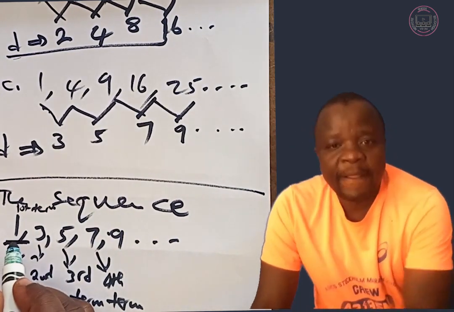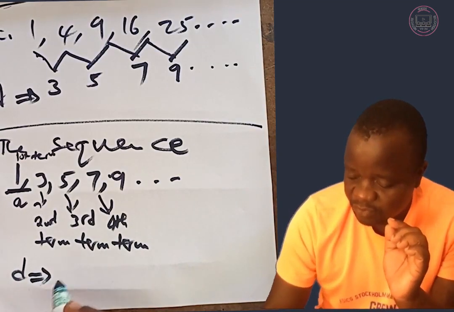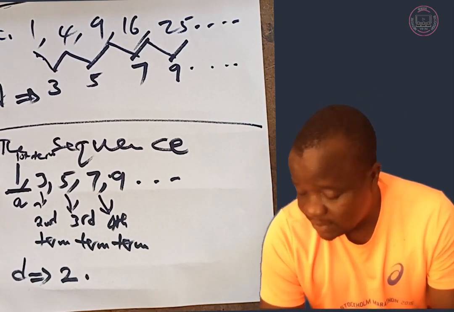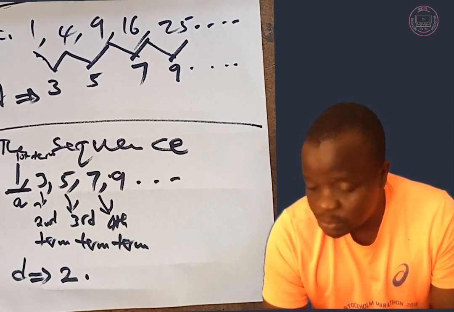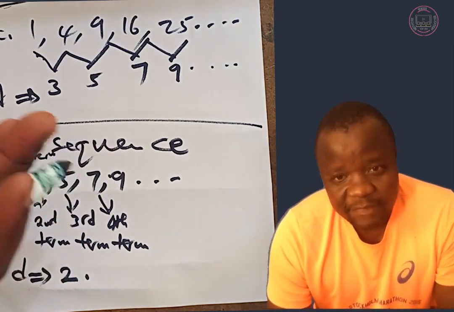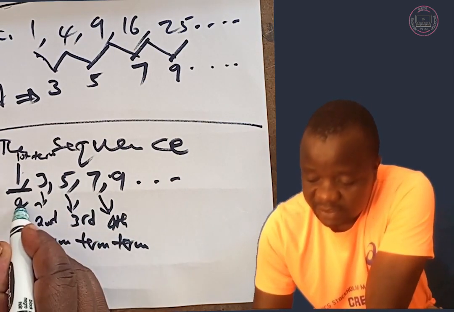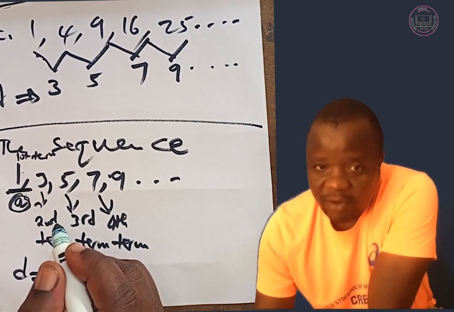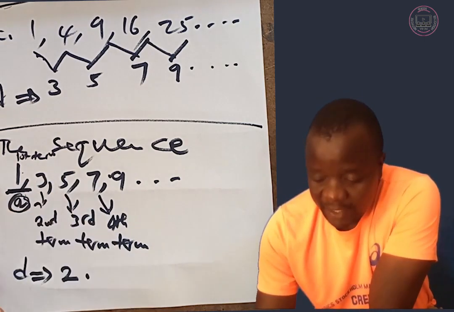So you will see that this common difference D is very important. D, we found it to be 2 from that sequence. But now, this D is of paramount importance as far as an AP is concerned. So how do we find the next term there? If we have the first term, which we denote using an A, how do we get the next term there?